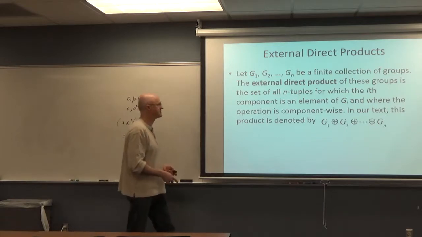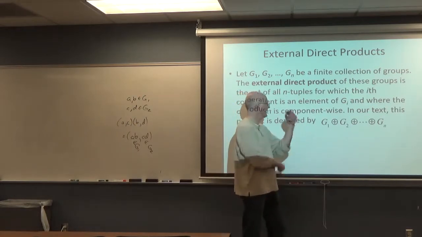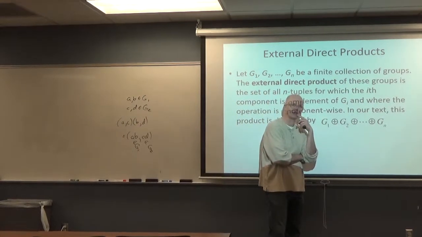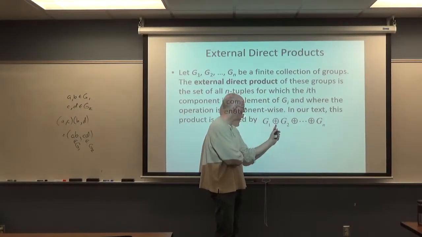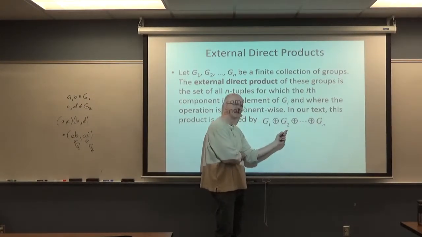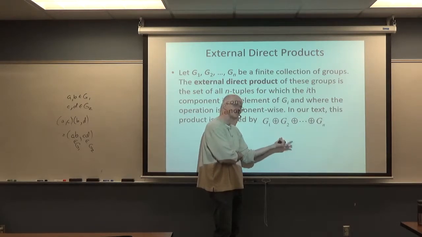Our book denotes the external direct product in this way, which is a little funny to me. It was not the way I was used to writing it when I learned this subject. External direct product, and we have a bunch of pluses there with circles around them. Kind of weird.